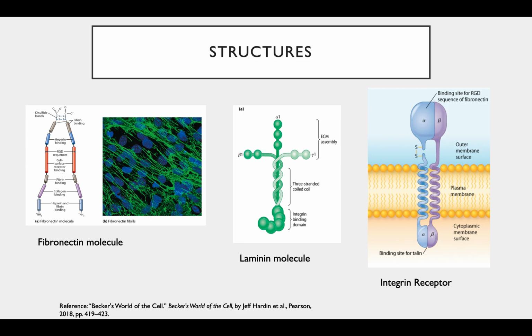The integrin structure consists of alpha and beta subunit transmembrane polypeptides that associate with each other non-covalently to form a binding site for the ligand on the outer membrane surface and a binding site for linker proteins on the inner membrane surface. This fibronectin receptor, alpha 5 beta 1, has a binding site for fibronectin on the outer surface and a binding site for talin on the cytosolic side of the membrane.